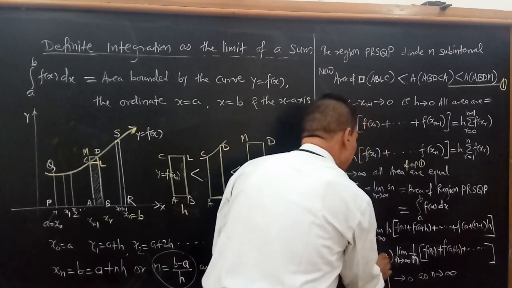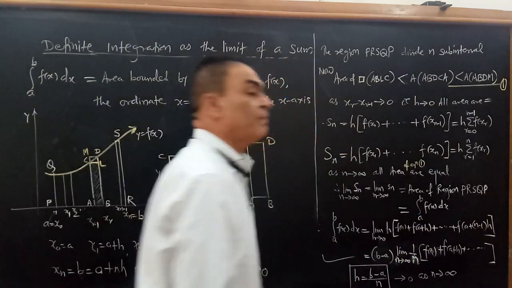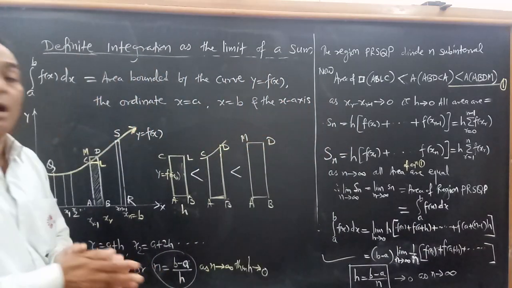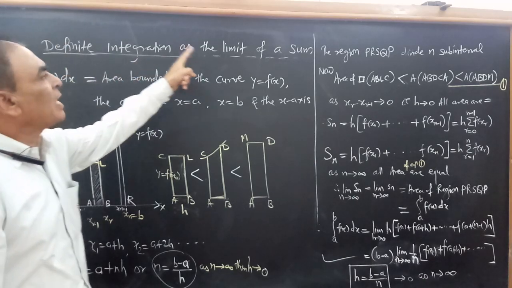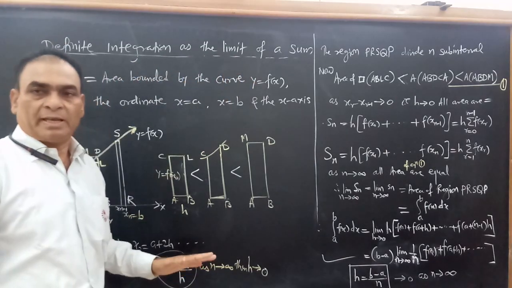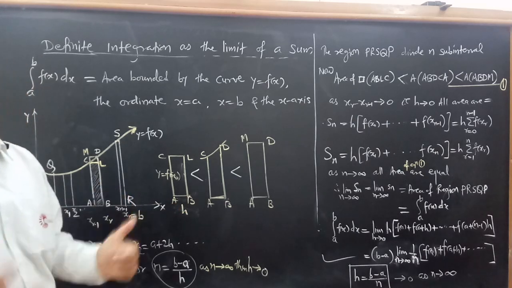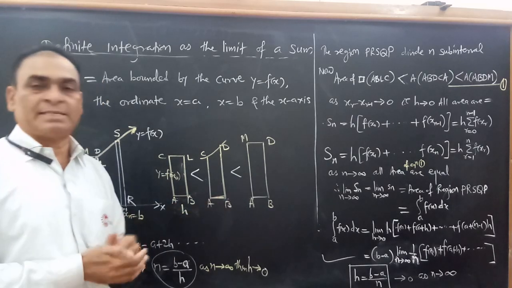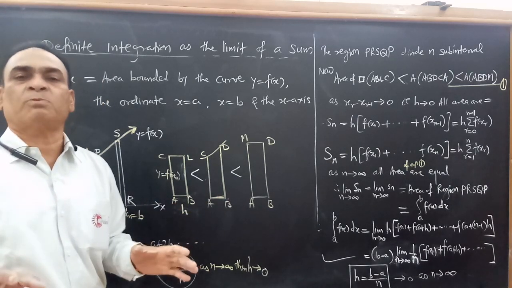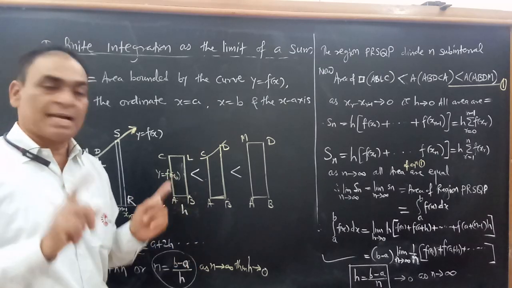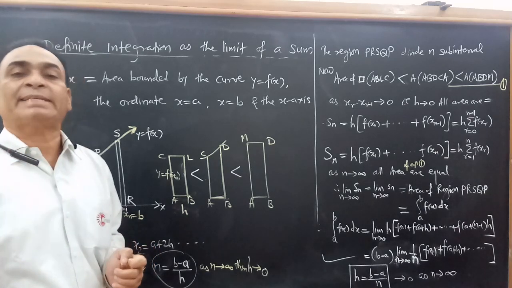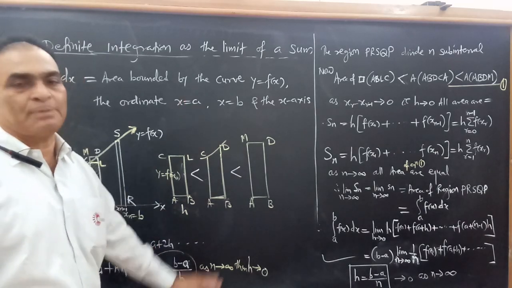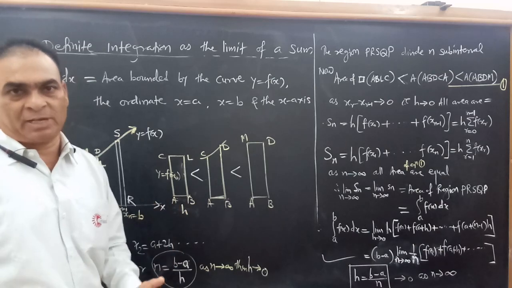This is the important formula for finding the area under the curve, called definite integration as the limit of a sum. Any doubts, guys? This is a very important concept. The theory part is there, but it is very useful for the JEE examination as well as at the time of the state board, and only for practical purposes this point is important. Okay, it is enough for today. Stop here.